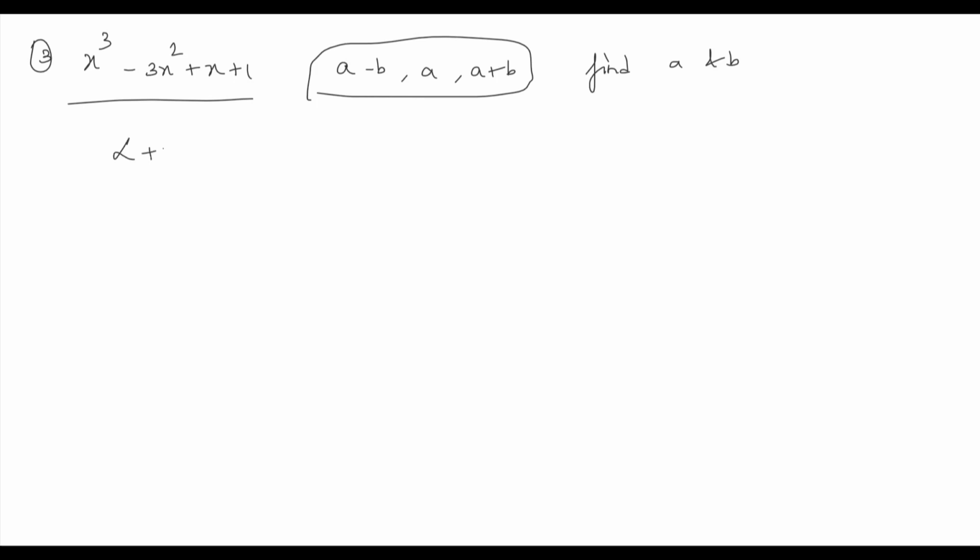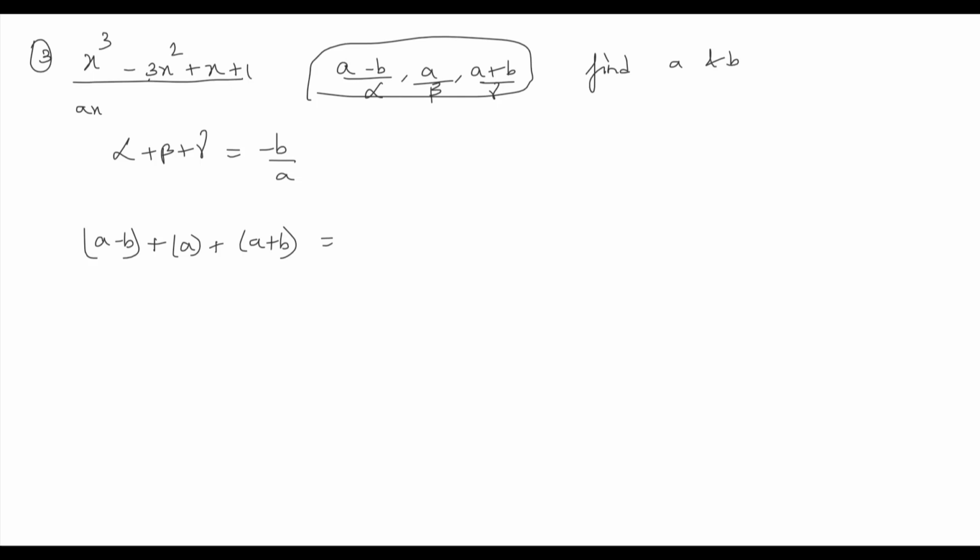So from this we know the relation between zeros and coefficients that we have already learned, that is alpha plus beta plus gamma equal to minus b by a. So I will use this. Here alpha is a minus b, this is our beta, a, and this is our gamma, a plus b, which is equated to, so this is in the form of ax cube plus bx square plus cx plus d. On comparing we get b as -3 and a as 1.